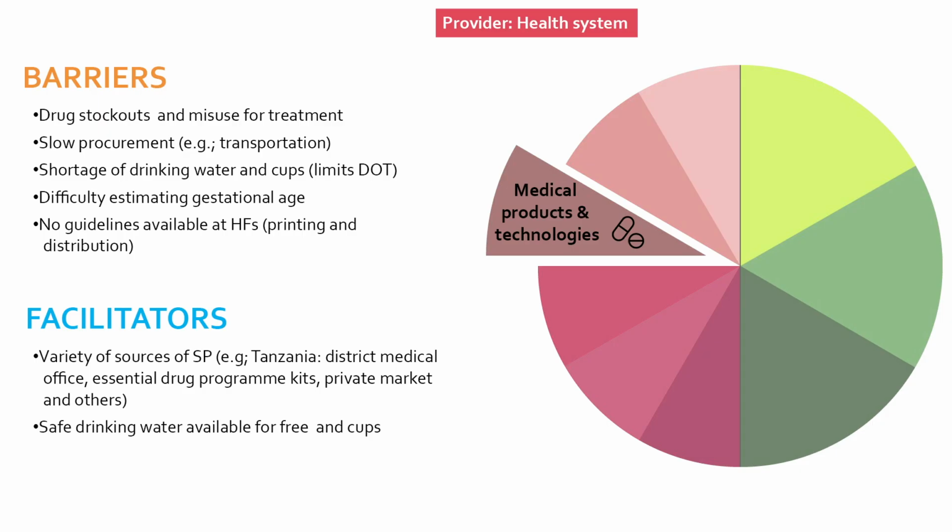Then in terms of the supply chain of the medicine and the technologies that we need for this intervention, we've seen drug stockouts, misuse for treatment sometimes instead of for prevention, and then slow procurement, especially in-country transportation, shortage of drinking water and even cups at the health facilities. This has been a huge problem, and difficulty estimating gestational age of the mom, so not knowing when to give the drug. And then sometimes not even having the guidelines printed at the health facilities has been a problem.